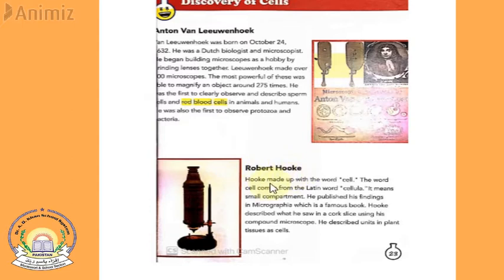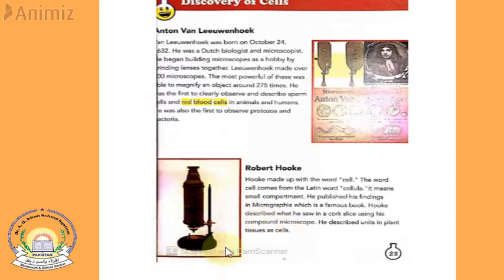Then Robert Hooke came up with the word cell. The word cell comes from the Latin word cellula. It means small compartment. He published his findings in Micrographia, which is a famous book. He described what he saw in a cork slice using his compound microscope. He described units in plant tissues as cells. So he was the first person.